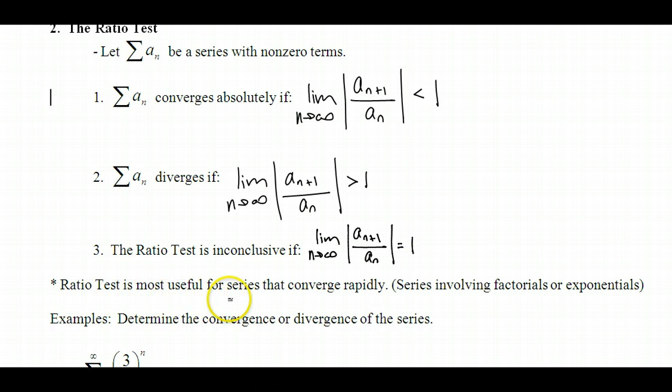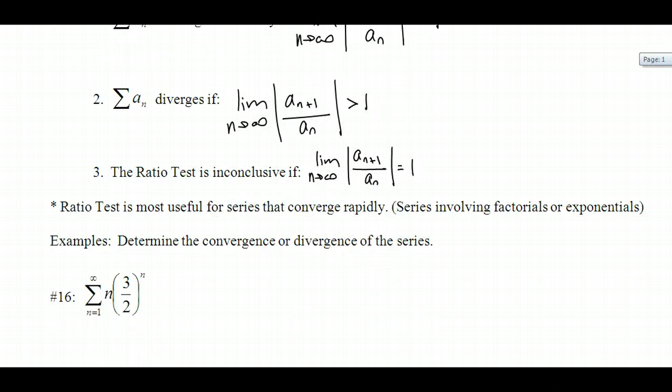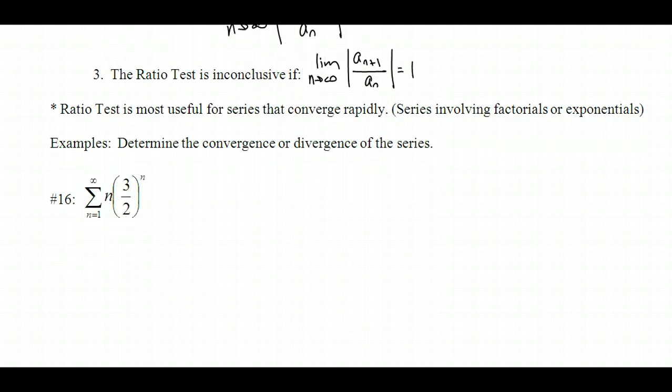The ratio test is most useful for series that converge rapidly. So whenever you have series involving factorials or exponentials, this is a really nice test that we can use. Looking at a couple examples, in this situation, again, it looks close to being geometric, but unfortunately you have this other n here, so that's not going to be geometric. Then let's test it using our ratio test.